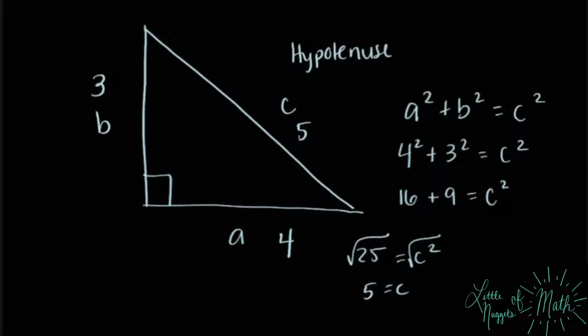Now we're going to apply this to a coordinate plane. If I give you 2 points on a graph, we should be able to use the Pythagorean theorem to help us find the distance between 2 coordinates. So now let's do an example.